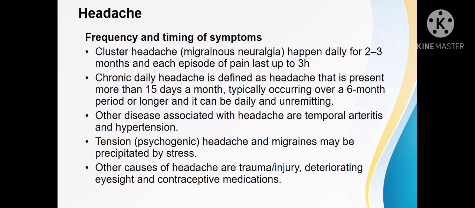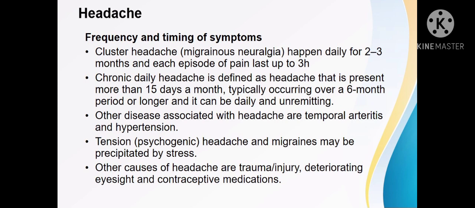For the frequency and timing of headache symptoms, cluster headache, also known as migrainous neuralgia, happens daily for 2 to 3 months, and each episode of pain lasts up to 3 hours. Chronic daily headache is defined as headache that is present more than 15 days a month, typically occurring over a 6-month period or longer, and it can be daily and unremitting. Other diseases associated with headache are temporal arteritis and hypertension.